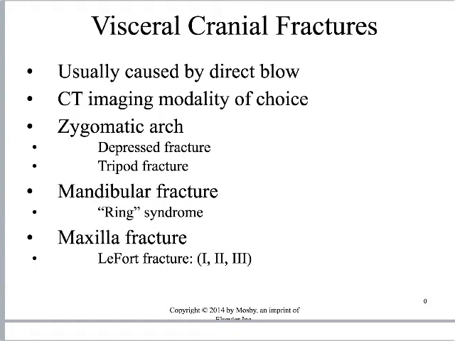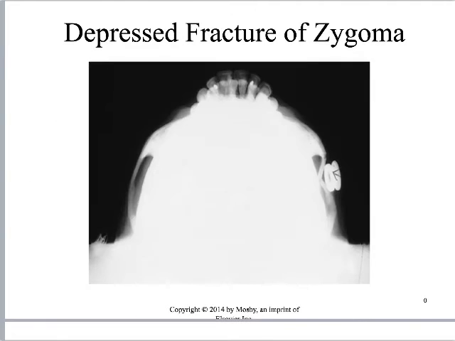So we can differentiate between the fractures of the calvaria and what we call visceral cranial fractures like facial bones and things like that. This would be caused by like a direct blow, getting punched in the face or something like that. CT, again, like we've already iterated, would be a modality of choice for this. But stuff like the zygomatic arch, mandibular fracture, and maxilla fracture. And these can get pretty ugly too.